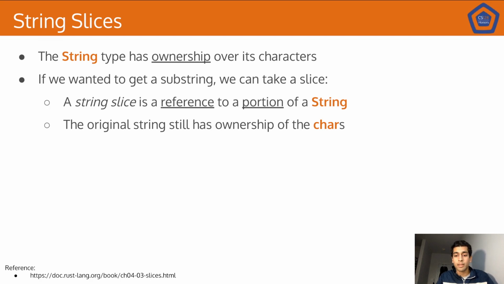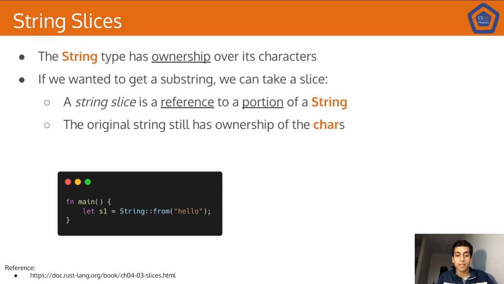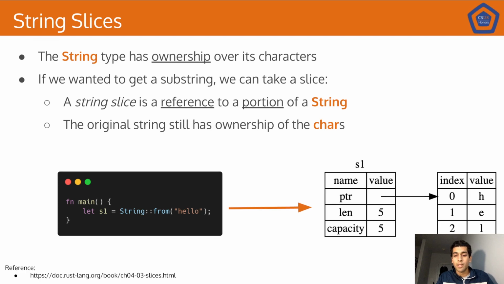Let's say we have this string s1, "hello". On the stack, this is a somewhat simplified version of what a string looks like. We have a pointer to some array of characters on the heap, the length of the string, and maybe a capacity variable. So this s1 owns these characters, hello, and we can take a slice of it. We can take a sort of reference to a portion of the string if we'd like. So let's see what that looks like.